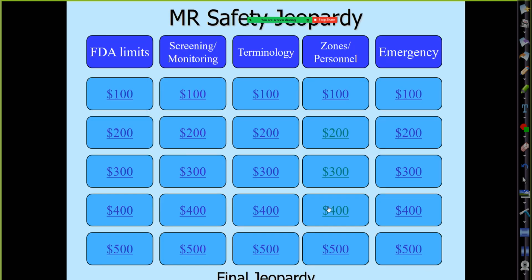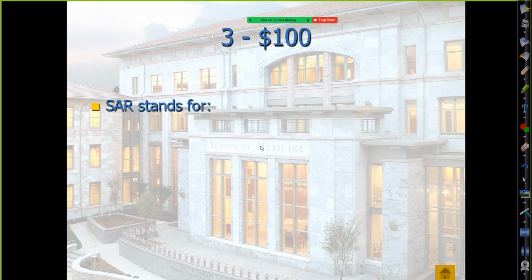All right. Fuad, why don't you pick this up? Terminology for 100. SAR stands for? Specific absorption rate. Nice.